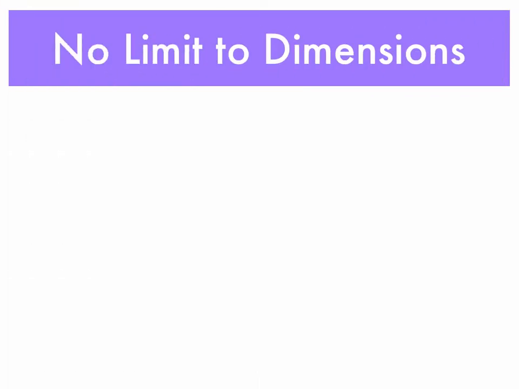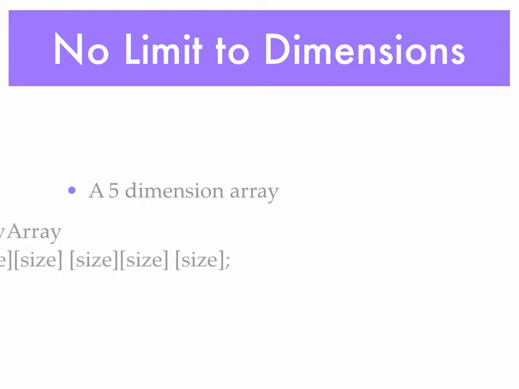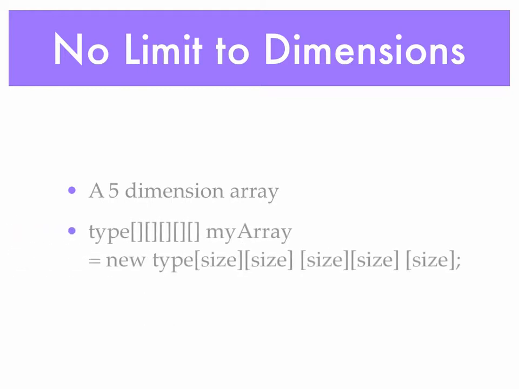Now, there's no limit to the number of dimensions I can have in an array. A 5-dimensional array would be declared this way. I have the type, 5 pairs of square brackets, a name, the assignment operator, the keyword new, repeat the type, and then 5 numbers passed into the size of each one of those dimensions.